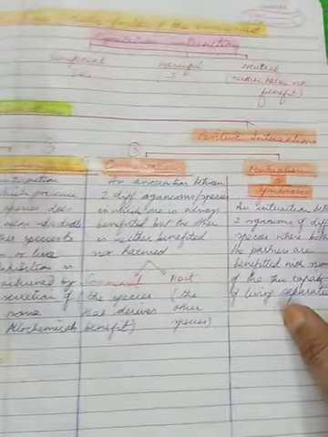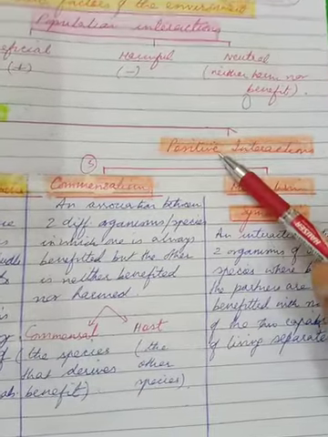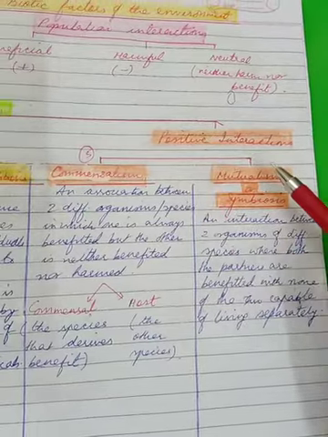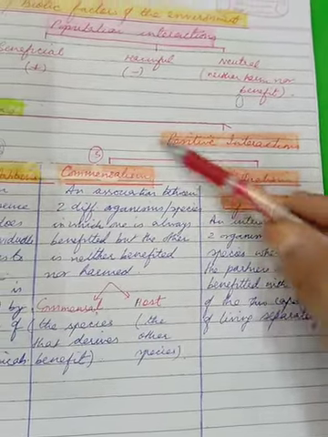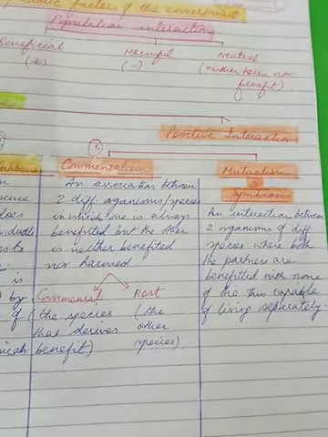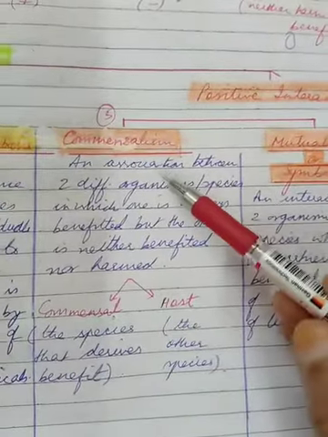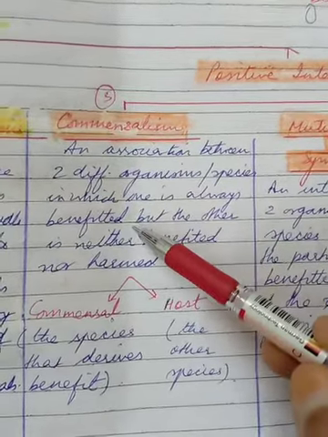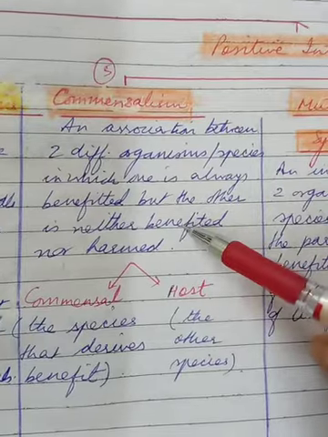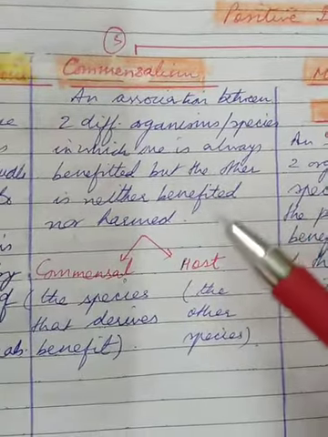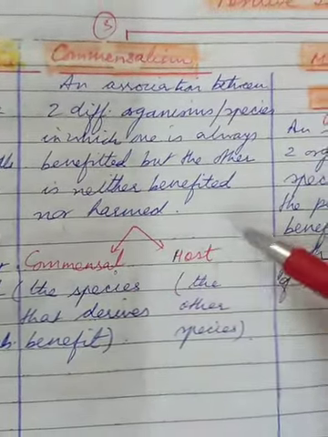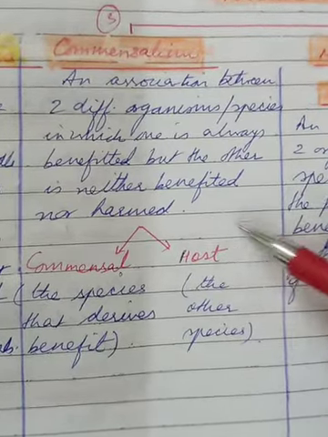Today we will start with the other category of interactions, that is positive interactions. Here you have to discuss only two types, commensalism and mutualism or symbiosis. So today we'll discuss only this one, that is commensalism. Commensalism, I would say, is a very unique association between two different organisms or species in which one partner is always benefited, but the other is neither benefited nor harmed. The partner that is benefited we call the commensal, and the other, which is neither benefited nor harmed, becomes the host.